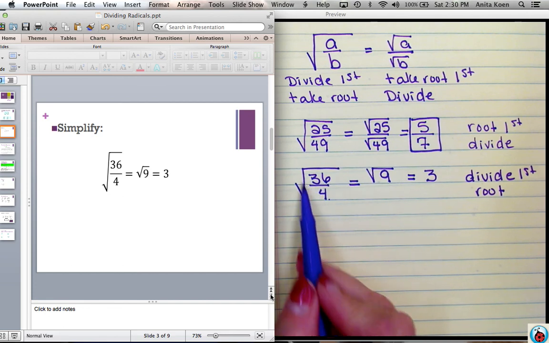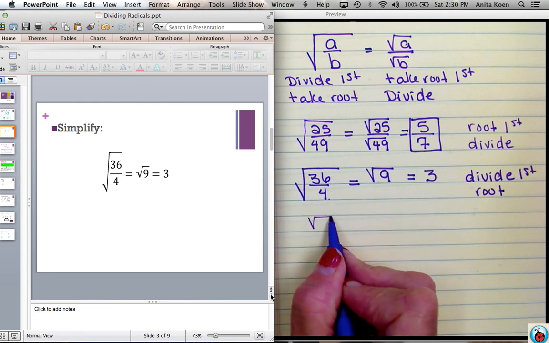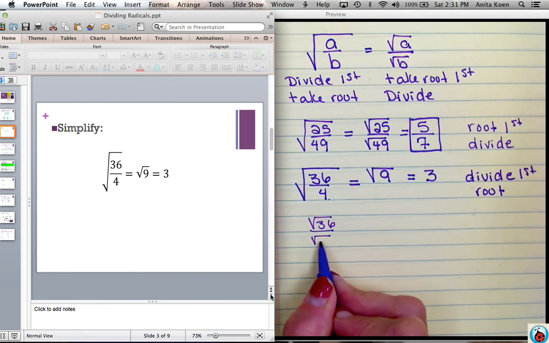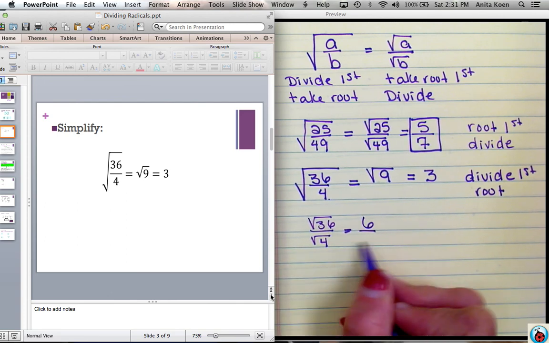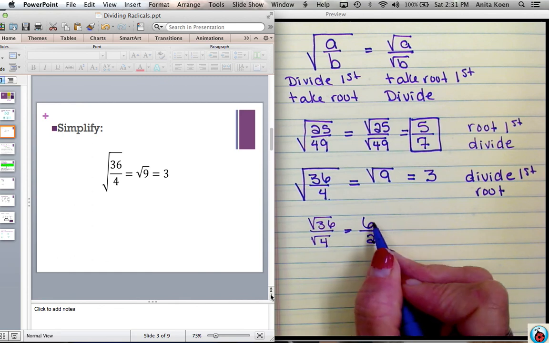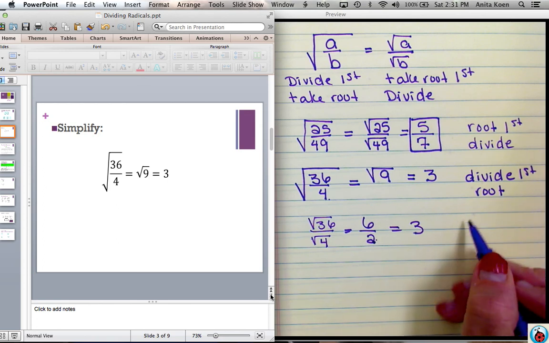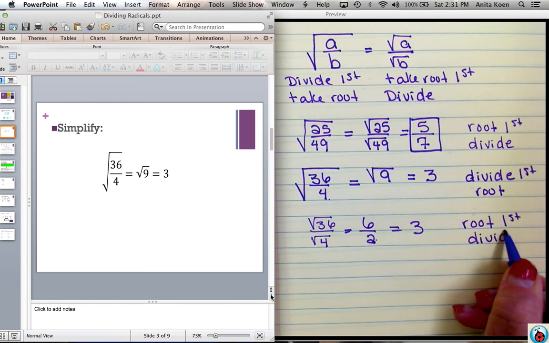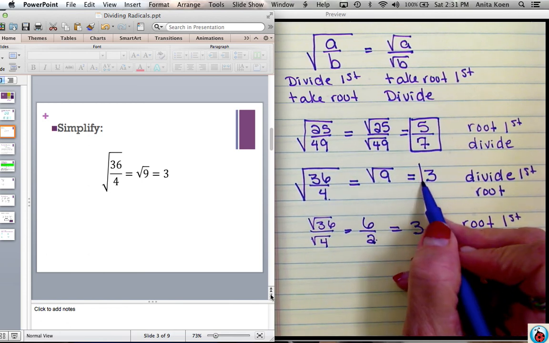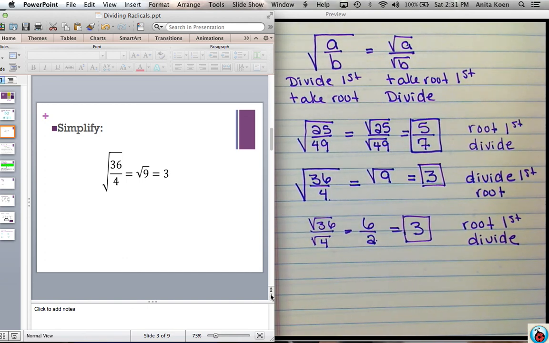And I'll get the same answer either way I go. Okay, if I took the square root of 36 divided by 4 and I did the square root of 36 and the square root of 4, the square root of 36 is 6, and the square root of 4 is 2, and 6 divided by 2 is 3. So I can divide first and then take the root, or I can take the root first and then divide. It does not make any difference which way I do that. I still get the same answer. So what you're going to need to do is look at every problem and decide what is the easiest thing for you to do.